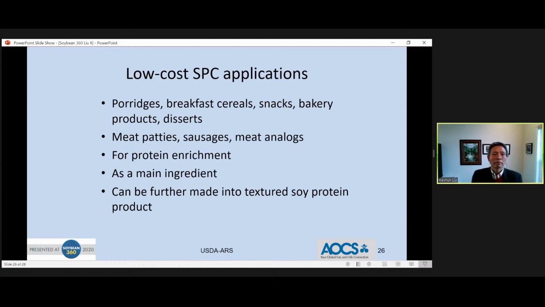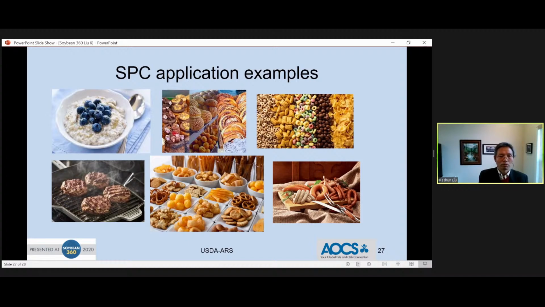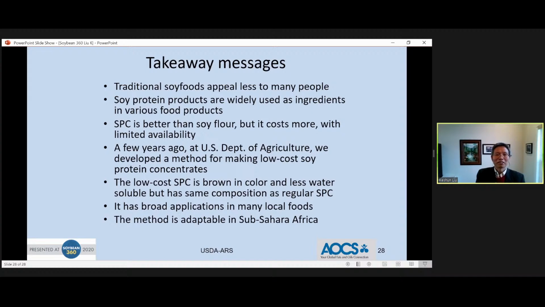Here they show some of these applications in different categories: the porridge, the bakery, breakfast cereal, meat patties, and snacks, and the sausages. Now, this is the last slide. So hopefully for this presentation, you can get some takeaway message.